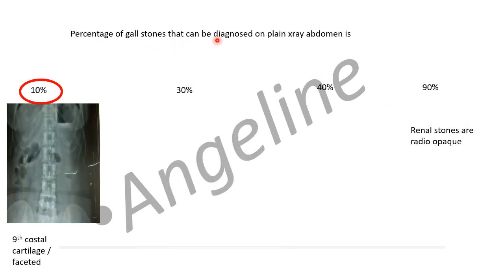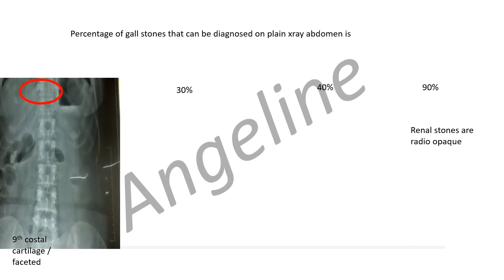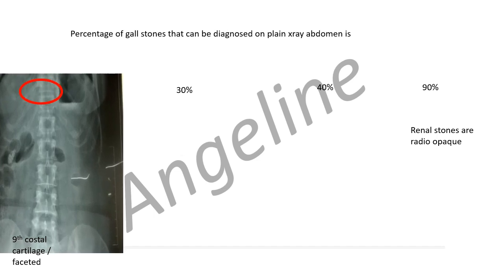Now, percentage of gallstones that can be diagnosed on a plain X-ray abdomen is 10%. You can see the gallstones. How do you know they are gallstones and not renal stones? One, they'll be near the 9th costal cartilage. And number two, they will be faceted. If you zoom this, you can see this mild faceting visible on the X-ray. 30% again is a distractor, 40% is a distractor. 90% has been introduced because renal stones are opaque in 90%. Okay, you can zoom and imagine.